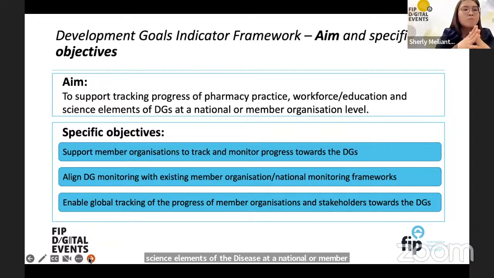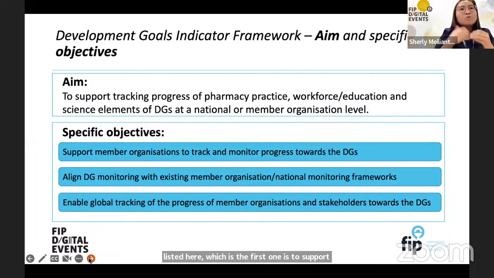And our DG indicator framework has specific objectives as listed here. The first one is to support our member organizations to track and monitor progress towards the development goals. The second will be to align the DG monitoring with existing member organization or national monitoring frameworks in order to synergize globally comparable progress monitoring and improvement efforts, to address data gaps and also to minimize the reporting burdens. So that's the second objective. And the last objective is to enable global tracking of the progress of member organizations and stakeholders towards the development goals through the provision and alignment of a global set of indicators that can assist in multinational review of aggregated data.